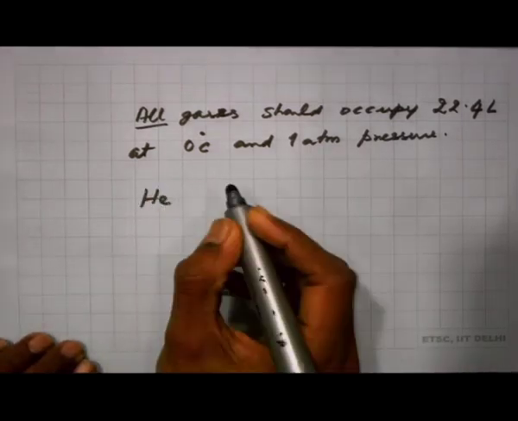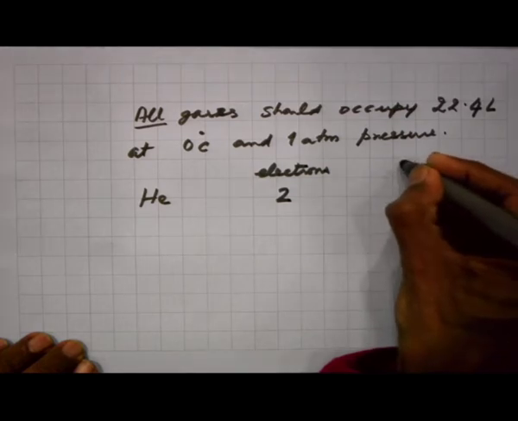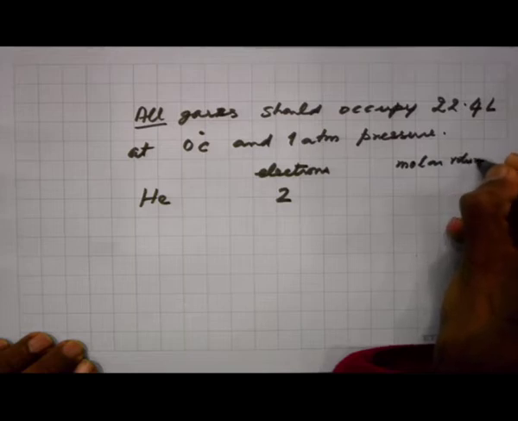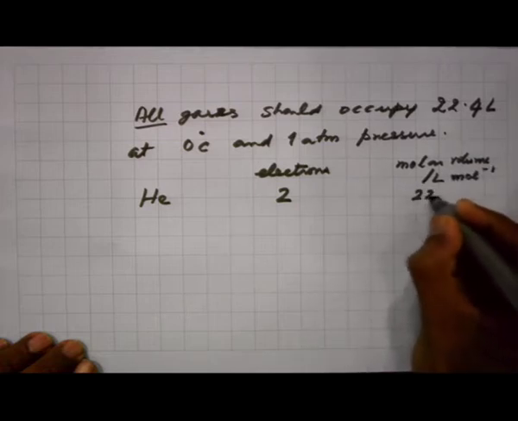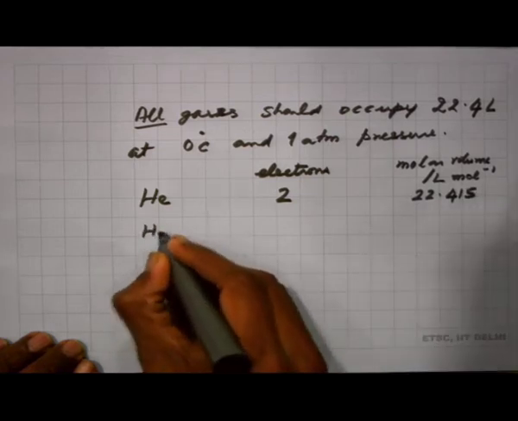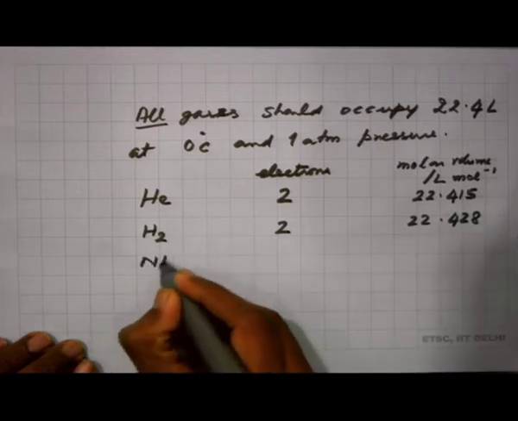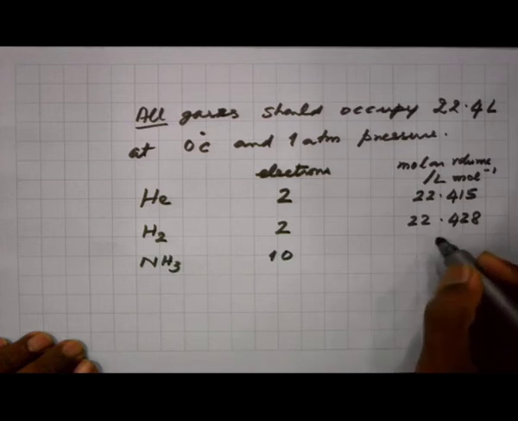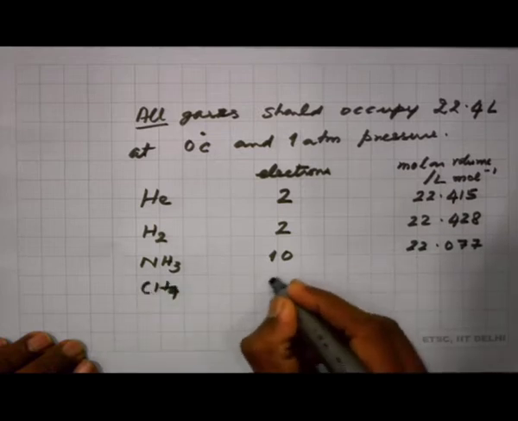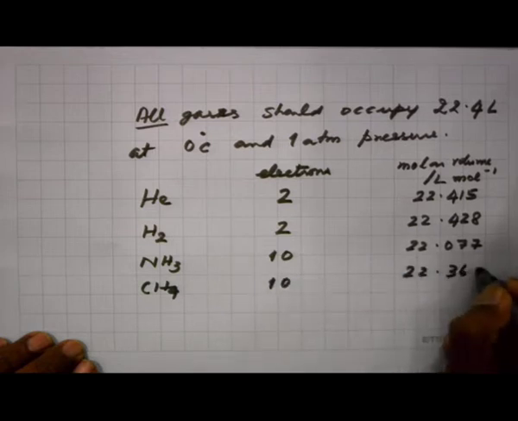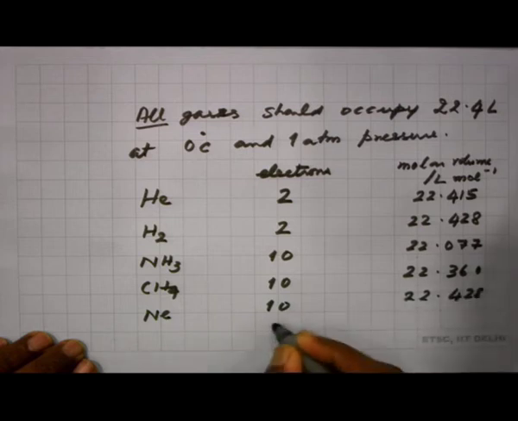Here is a molecule, here is helium. I am just writing the number of electrons in the molecule, 2 electrons in the molecule, and the molar volume in liters per mole, that is 22.415. If I looked at hydrogen, which also has 2 electrons, it is 22.428. If I look at ammonia, which has 10 electrons, 7 from the nitrogen, 3 from the hydrogens, 22.00077. CH4, which has 10 electrons too, has 22.36. Neon, 22.428, and the list goes on.